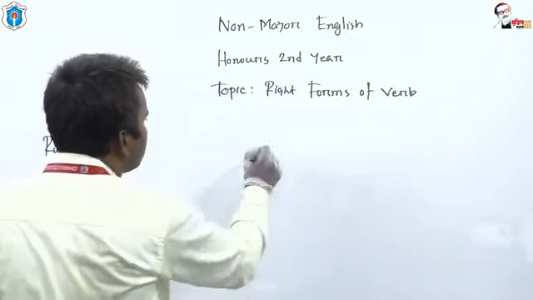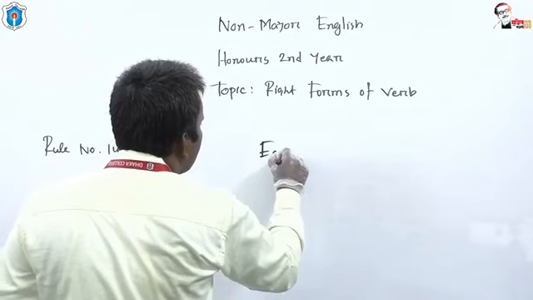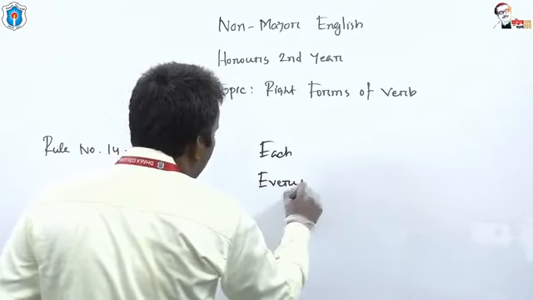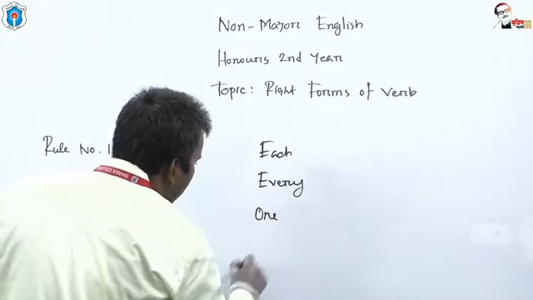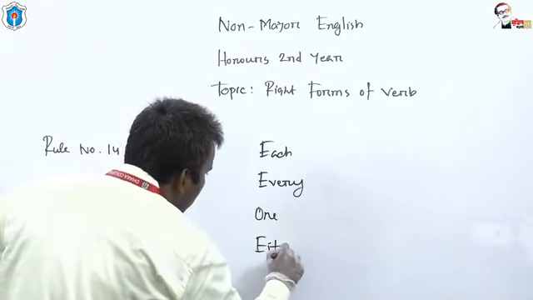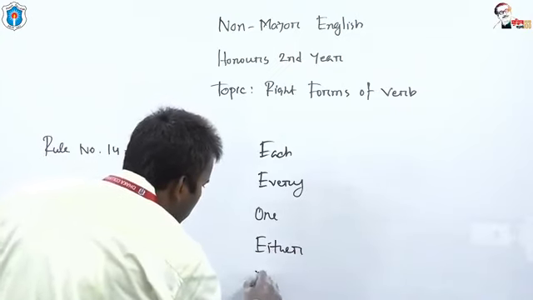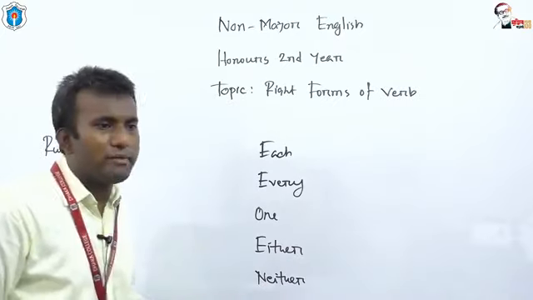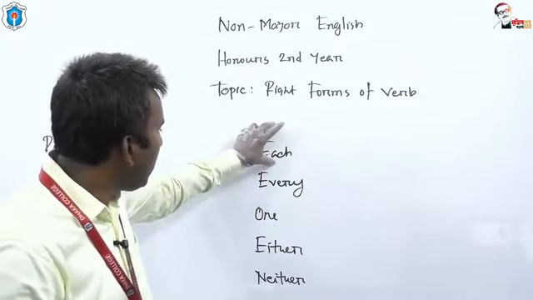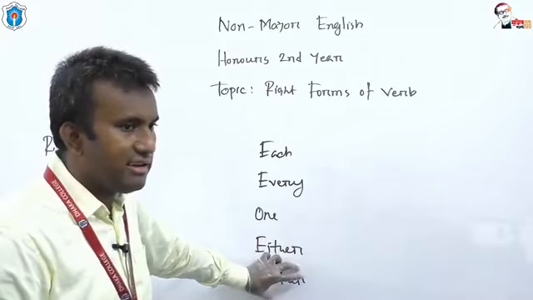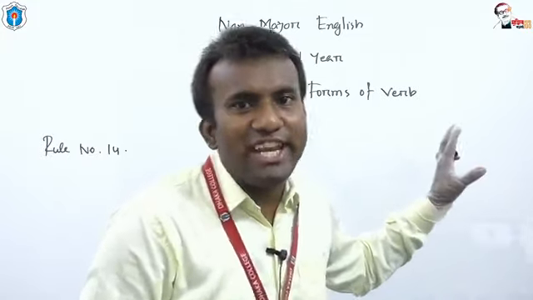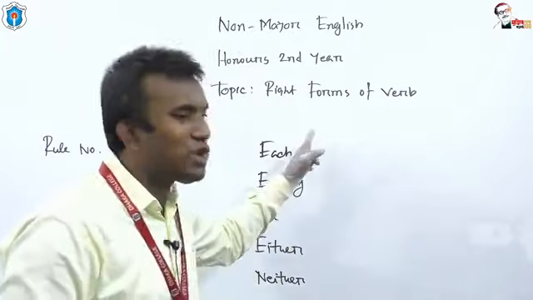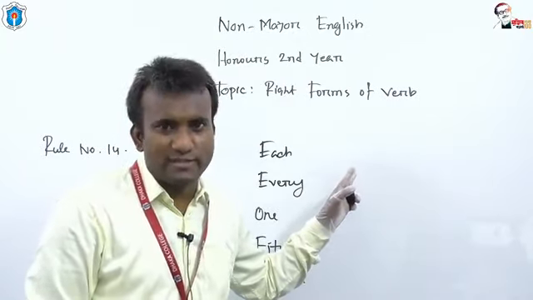Each, every, one, either, neither. Look at, my dear students, look at the board. Each, every, one, either, neither. These are actually called distributive pronouns.